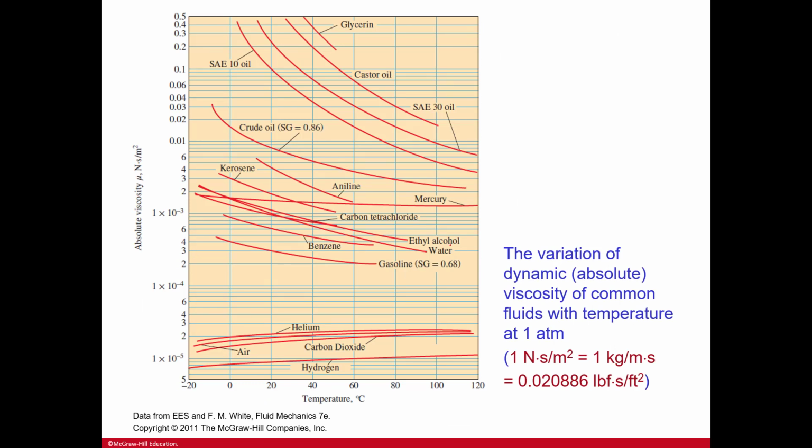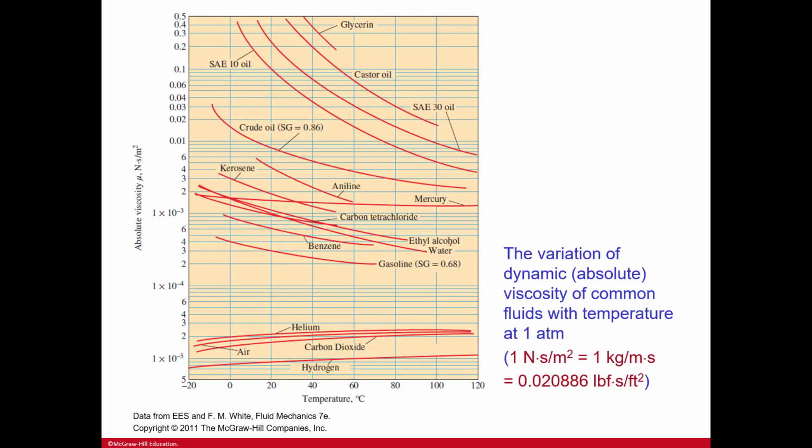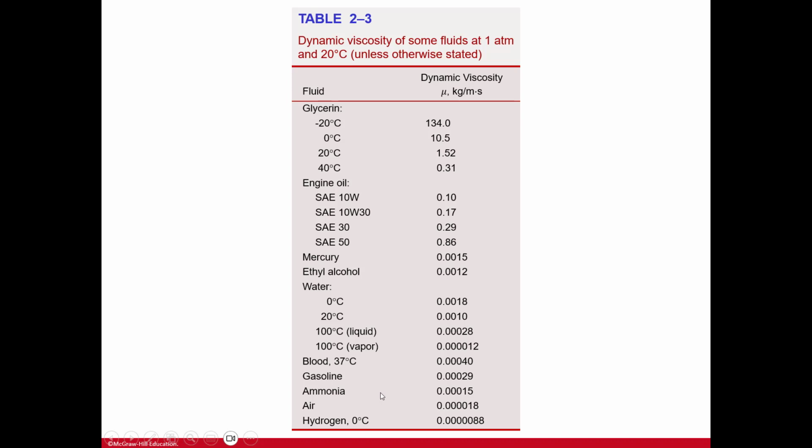And so here you have variations of dynamic or absolute viscosity of common fluids with temperature, and this is at 1 atmospheric pressure. This is just showing you hydrogen, carbon dioxide, helium, and the absolute viscosity and its behavior relative to temperature. And then here's the dynamic viscosity of some fluids at 1 atmospheric pressure and 20 degrees Celsius. So this one, you had a variety of temperatures, and this is just keeping it at 20 degrees Celsius.